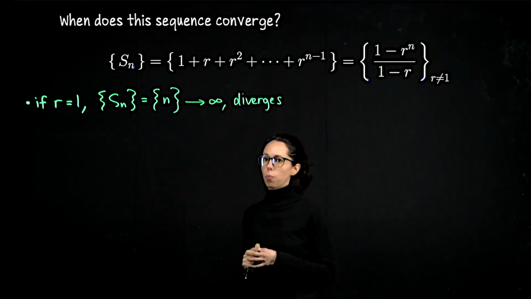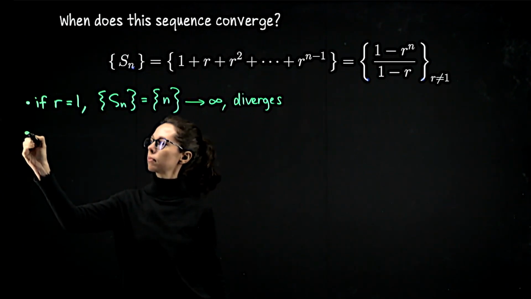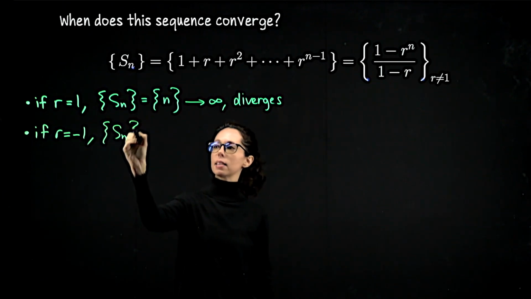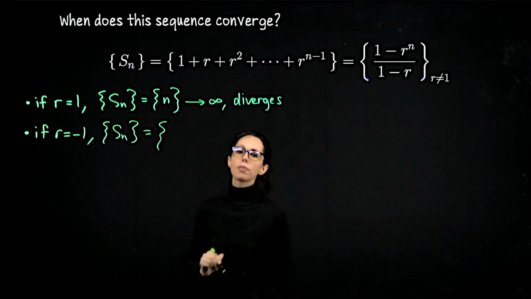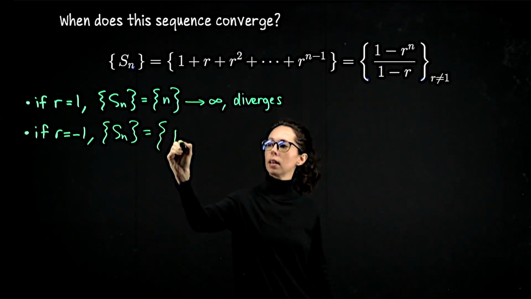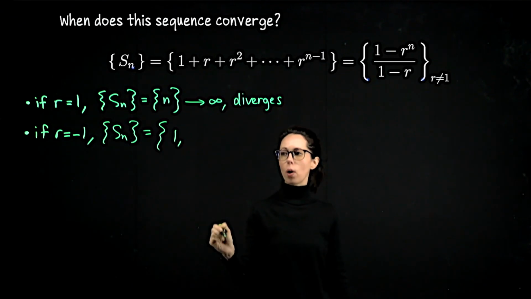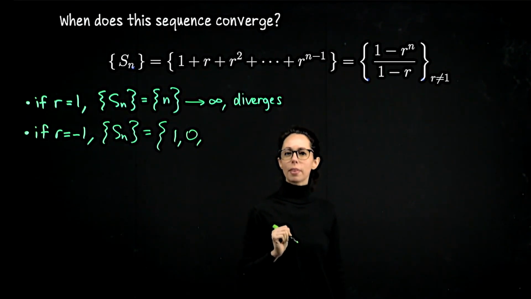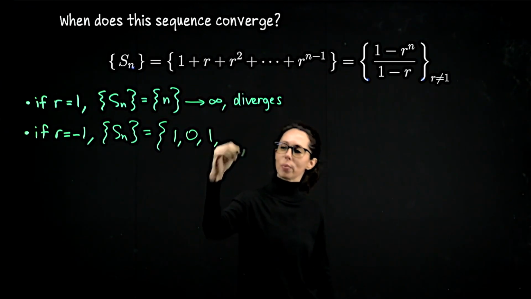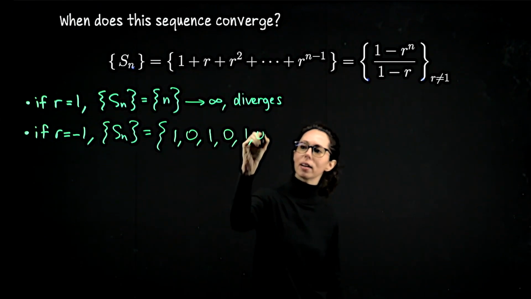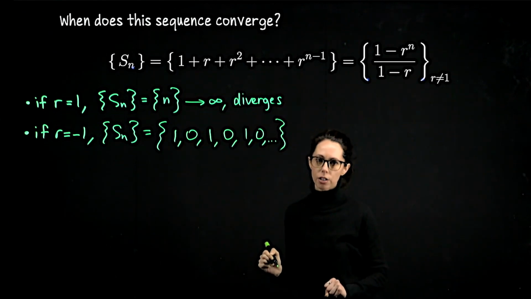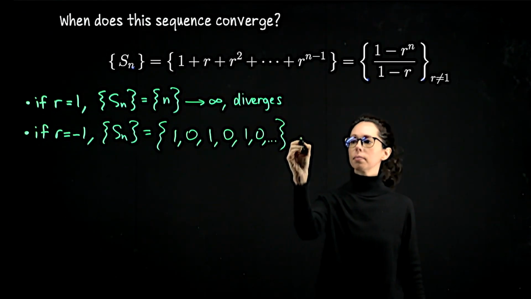What if r is negative 1? In this case, the sequence of partial sums doesn't go off to infinity. Look at this. It starts with 1. But then the next sum is 1 minus 1, which is 0. But then the third one is going to be 1 minus 1 plus 1, so we're back to 1. And then we subtract off 1 again, so we're at 0, 1, 0. This is a bounded sequence, but it doesn't converge. So the series does not converge.